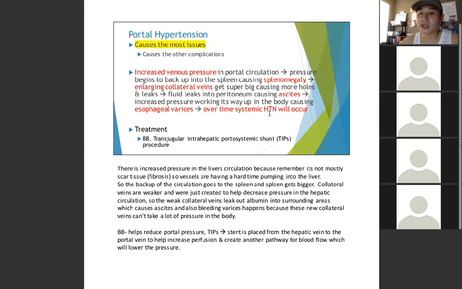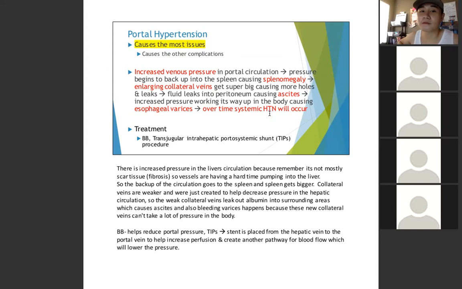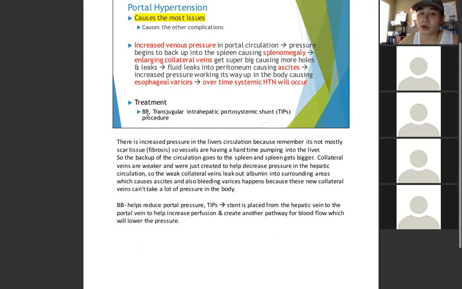So what do we take from this? We take that liver damage leads to high pressure in the portal vein, leads to splenomegaly, leads to ascites and esophageal varices. That's it. Treatment: we give them beta blockers, and the transjugular intrahepatic portosystemic shunt, also known as the TIPS procedure. So those are the treatments: beta blockers and the TIPS procedure.